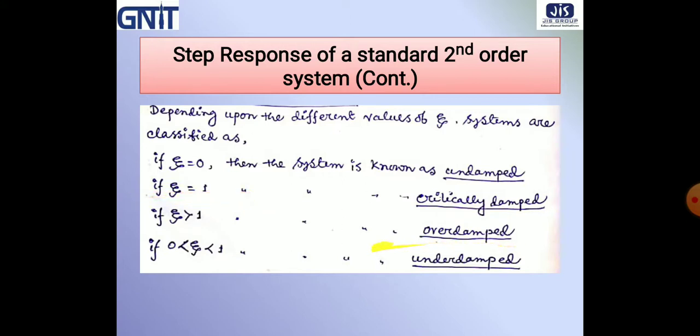And for an overdamped system, zeta will be greater than 1. And for an underdamped system, zeta will be in between 0 and 1. So first we calculate the step response for an underdamped system. That means the value of zeta is in between 0 and 1.